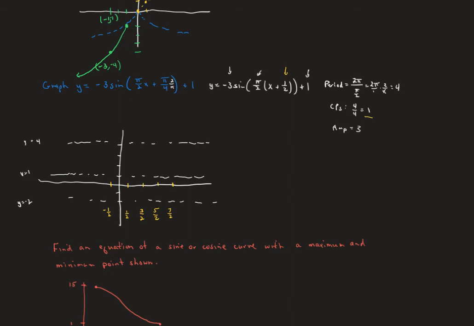Now sine starts in the middle, so we're going to put our curve here in the middle, right there. Because we have a negative sign, it's going to go down first, then back to the middle, up to a high point, and end back in the middle. And so here is our reflected sine curve.